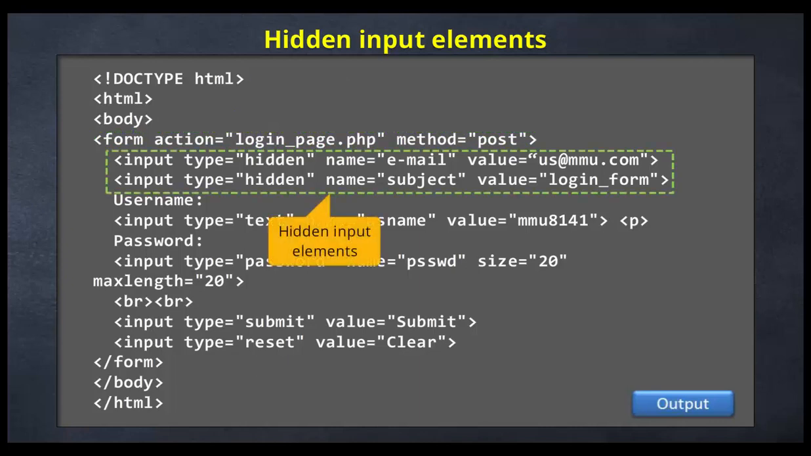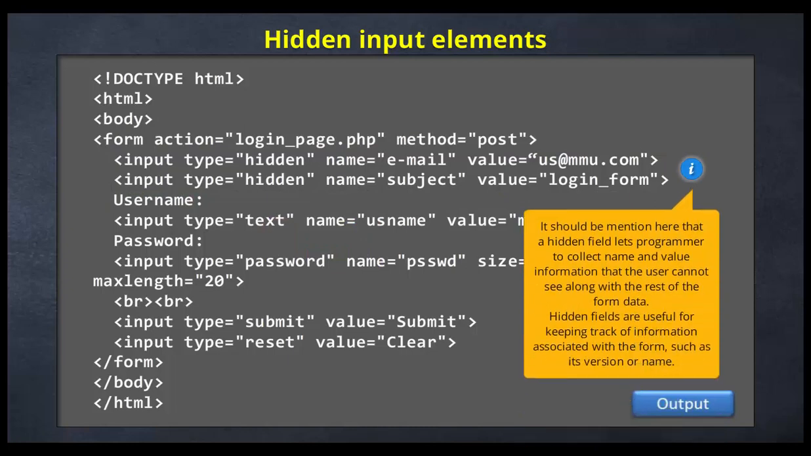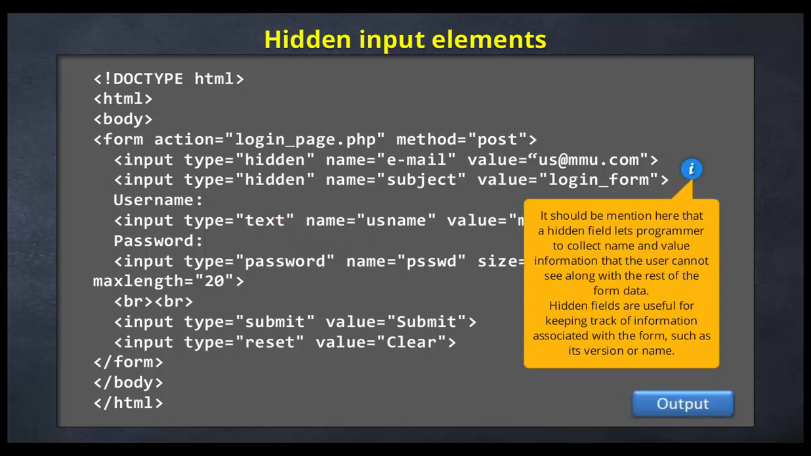Next, the 2 lines in the example. There, 2 hidden input elements are defined. It should be mentioned here that a hidden field lets the programmer collect name and value information that the user cannot see along with the rest of the form data. Hidden fields are useful for keeping track of information associated with the form, such as its version or name. Click at the Output button to display the output.